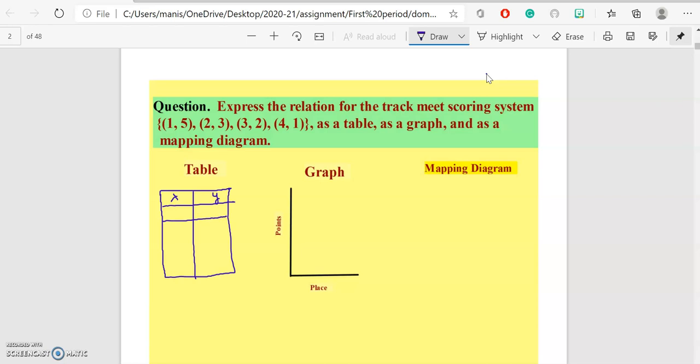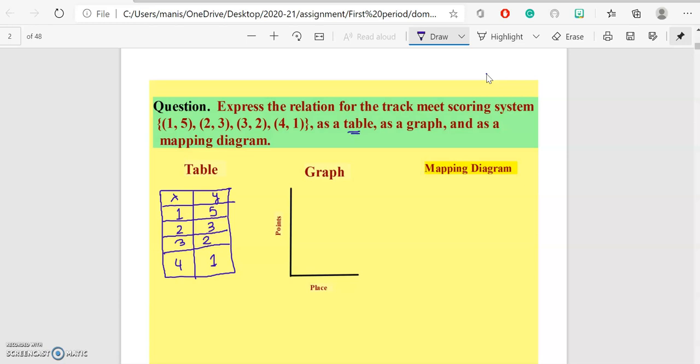So my first ordered pair is 1, 5. So 1 will go in my X part and 5 will go in my second column for Y. Again, this is my domain, that's my range. So this is 2, 3, and this is 3, 2. The last one is 4 and 1. So we are done with this part, represented as a table.